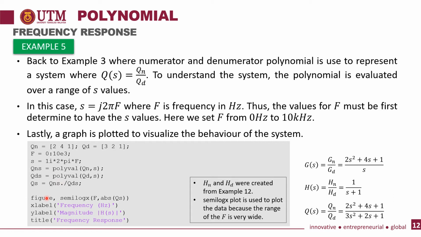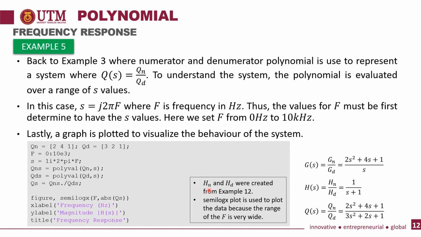And then here you are using semi-log because the range for the frequency is quite far. It starts from 0 to 10,000 hertz. So the values are too far apart, so you need to use a semi-log graph. Okay, so you can just label and give the title.